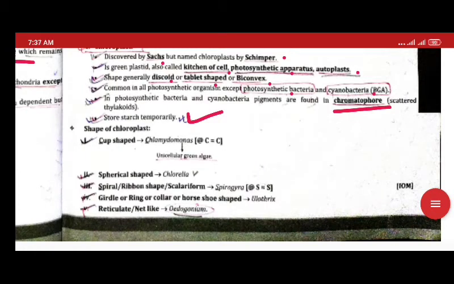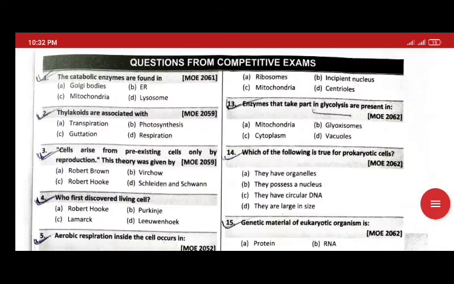Now the shape of chloroplast: cup shape in Chlamydomonas, spherical shape in Chlorella, spiral ribbon shape in Spirogyra, girdle or ring shape in Ulothrix, horseshoe shape in Zygnema, and reticulate net-like shape in Oedogonium. Now we have questions from cell biology, so that we revise what we have studied today. Let's get started with the questions that have come from competitive exams.